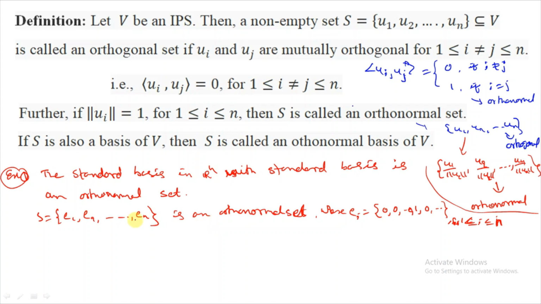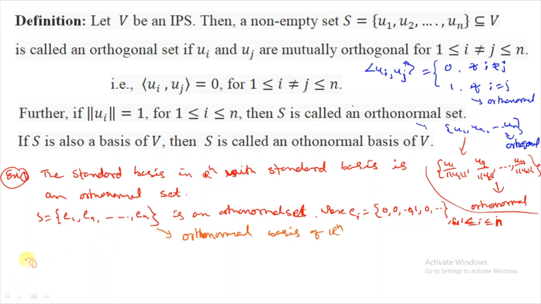Now, we know this is a basis on Rn. When that set is a basis, you can say it's an orthonormal basis. That means this is an orthonormal basis of Rn.